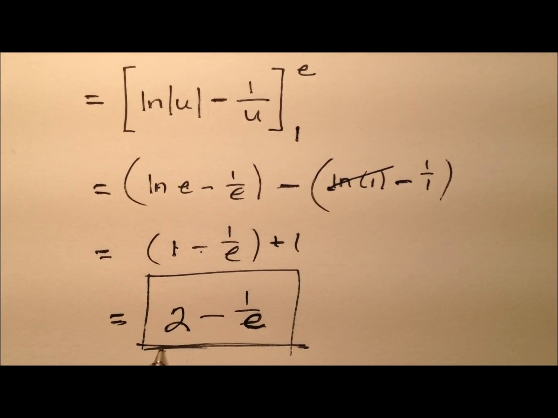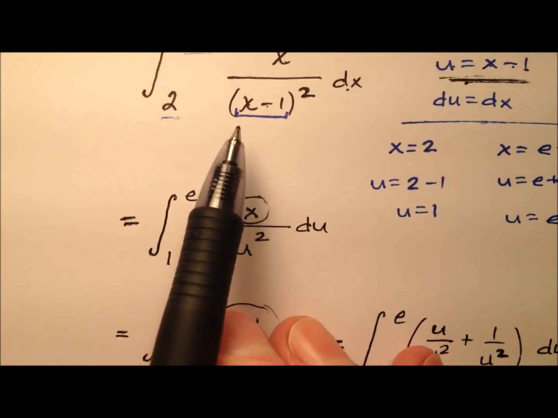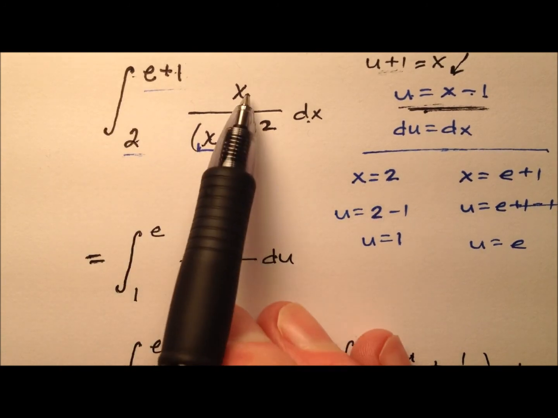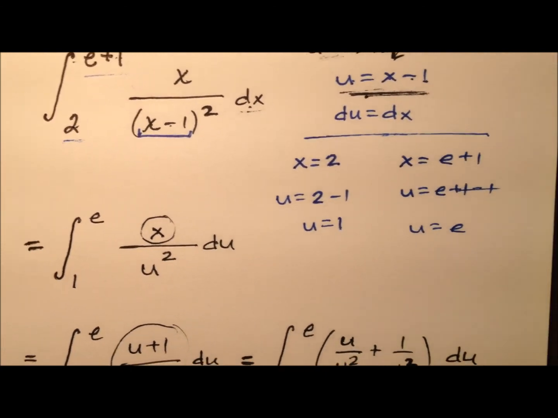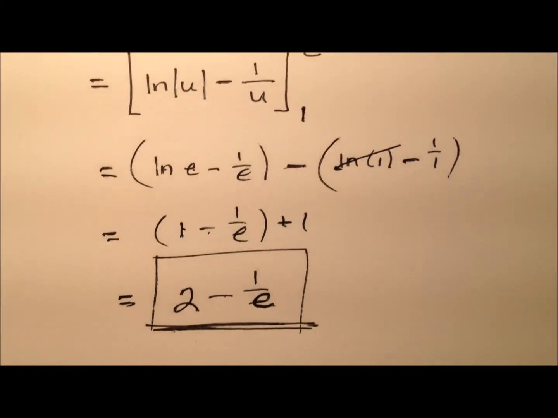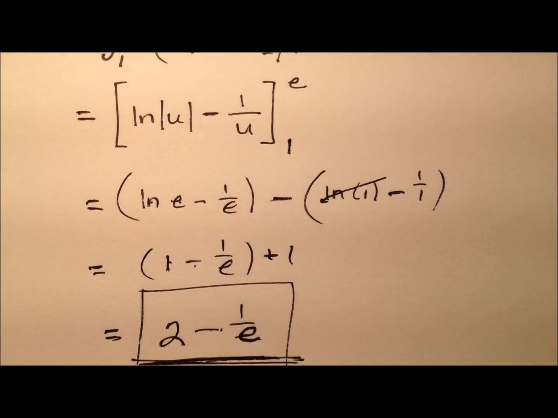So here is the expression then for the definite integral: 2 minus 1 over e. And that original integral up here was right here. So the integral from 2 to e plus 1 of x over x minus 1 quantity squared with respect to x. We did a quick change of variables, ensuring that we also changed our limits of integration as well. And when we were done, we saw it evaluated to 2 minus 1 over e.